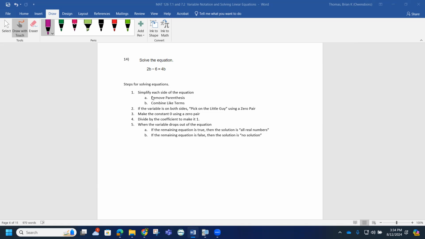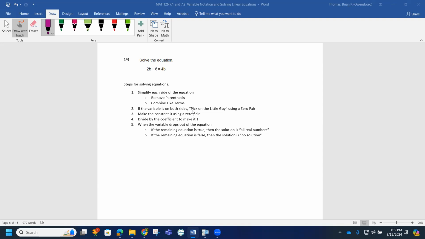So one of the first steps is simplify each side of the equation. So if we look at the left side, we have 2b minus 6. Those are not like terms, so that is simplified. The right side just has one term, 4b, so it's simplified. So step 1 is done for us. There aren't any parentheses, and there's not any like terms to deal with. So we're moving on to the next step.